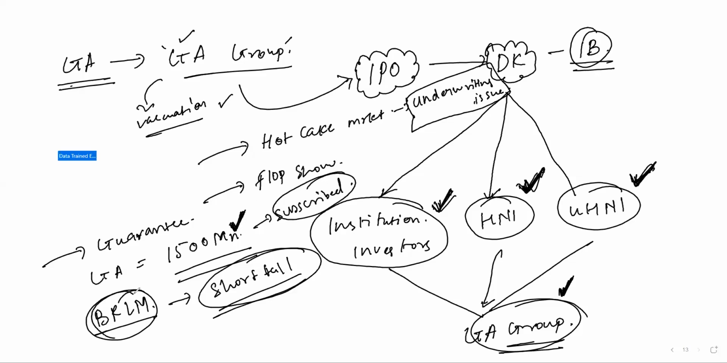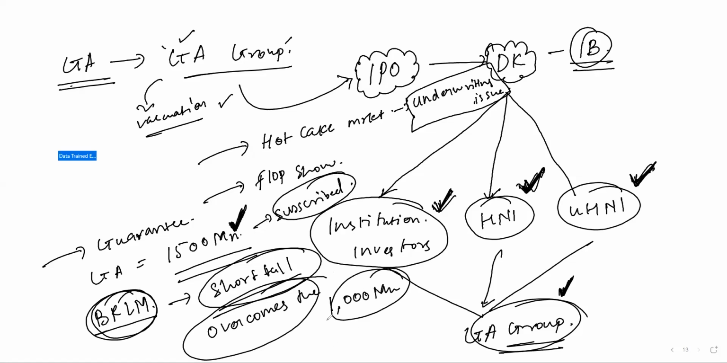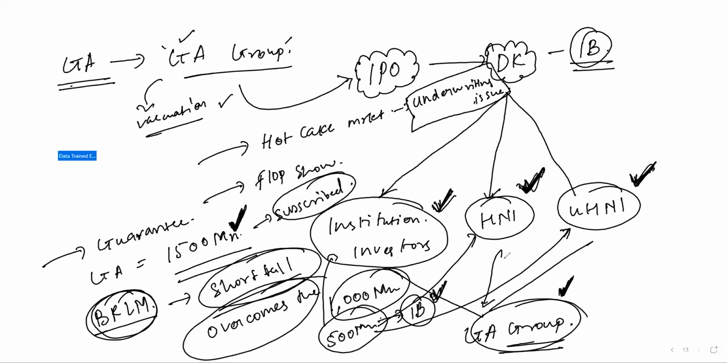this book running lead manager has to make sure that he overcomes that shortfall. Let's suppose GA wants 1500 million, and the subscribed capital through the IPO is only 1000 million. The rest, 500 million worth of shares, should be bought by the investment bank to overcome the shortfall. How will the investment bank arrange the funds for this 500 million? They will go to institutional investors, high net worth individuals and ultra high net worth individuals who showed interest in investing in this firm, that is GA Group.